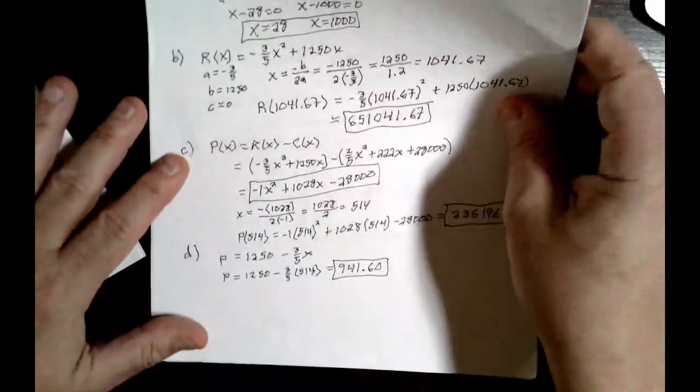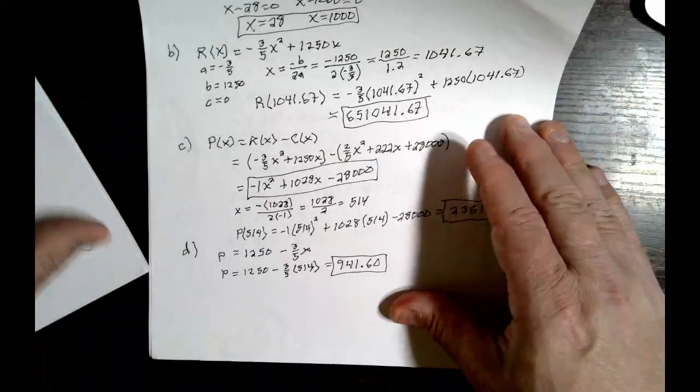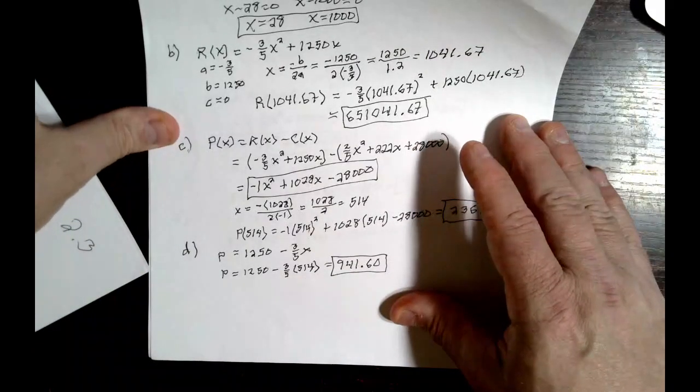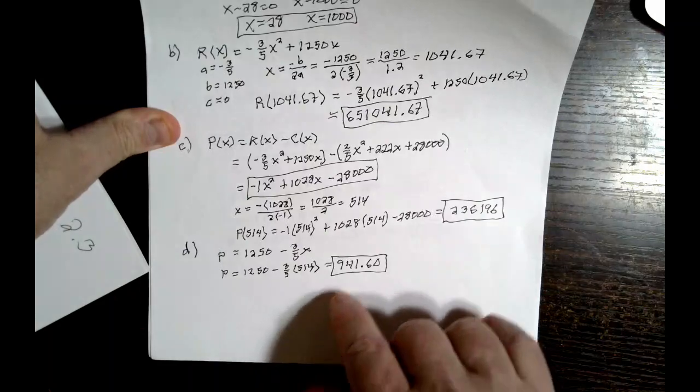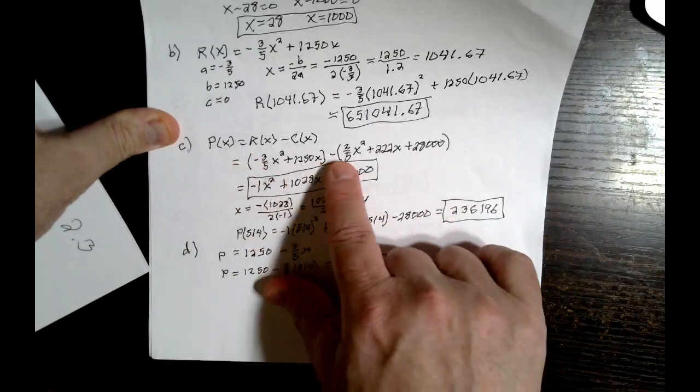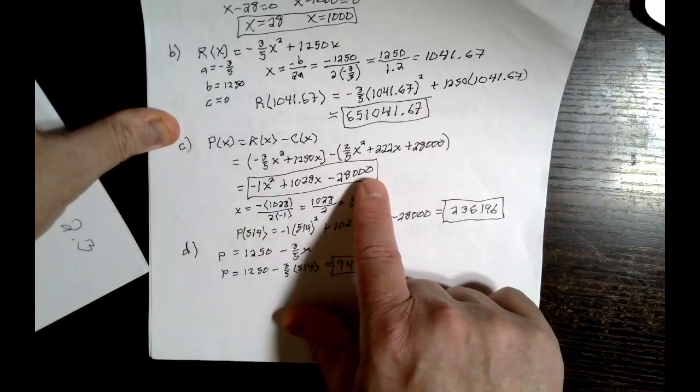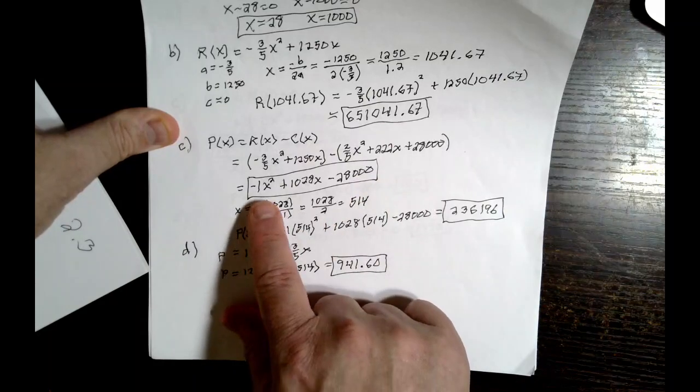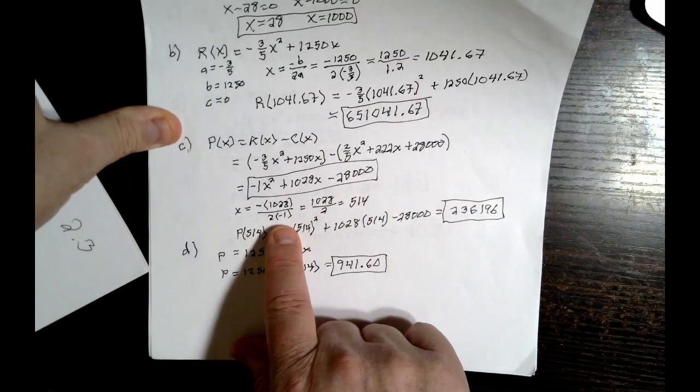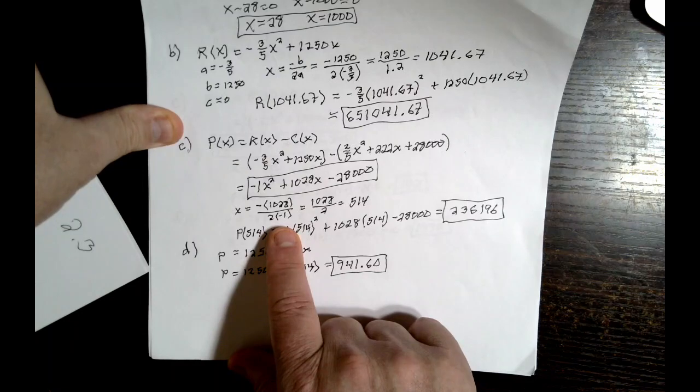Then C says form the profit function and find the maximum profit. So revenue minus cost, and you get your profit right here. Now you know your A, B, and C. You plug it into this, negative b over 2a.